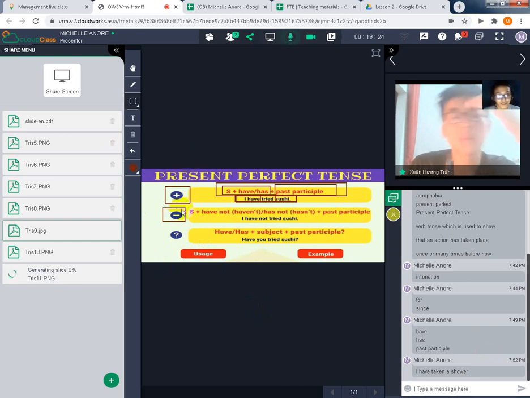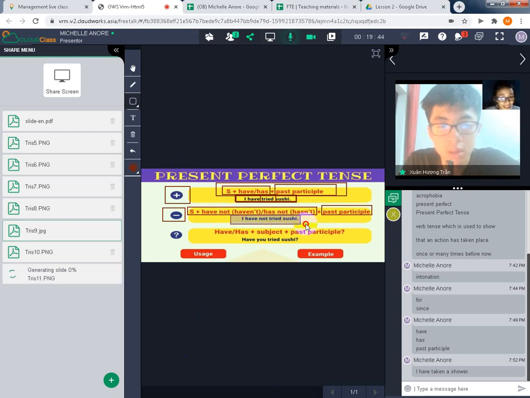Okay, so subject plus have not, or you can make it as a contraction, which is haven't. On the other hand, we have has not, or the contraction hasn't. Okay, still the past participle of the verb. So I have not tried sushi.